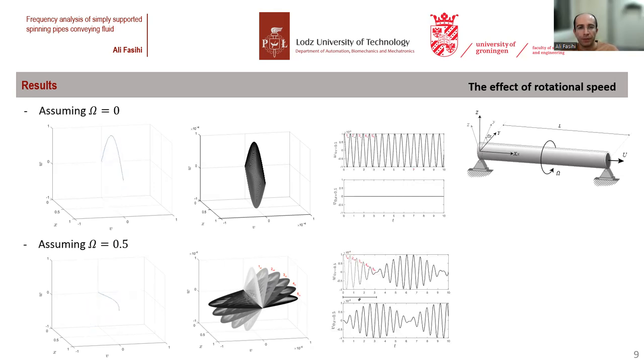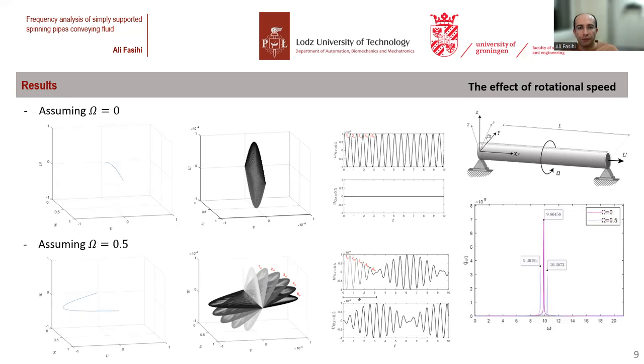The time history of the midpoint of the system is shown in these figures. For the first case, it has periodic motion only in the Z direction, but for the second case, it has a pulsating motion. Based on these responses, the frequencies of these two cases are calculated using FFT. It shows that in the non-spinning case, the system has a single frequency of 9.86, colored in purple.